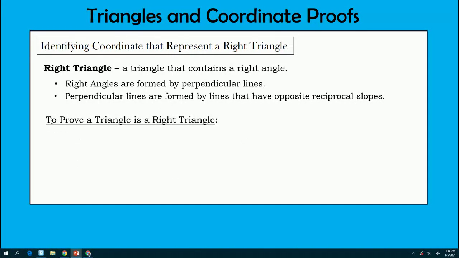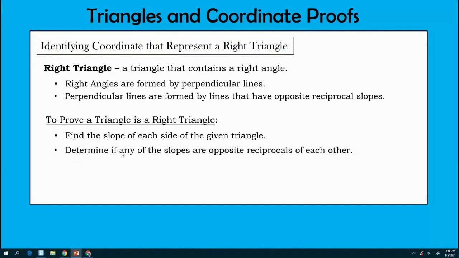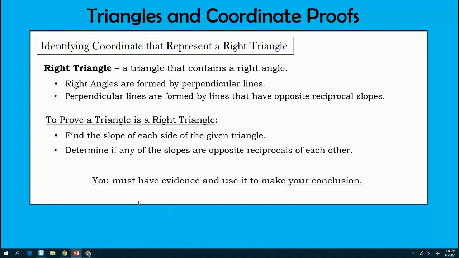So to prove that a triangle is a right triangle, when we're given information about it in a coordinate plane, we're going to find the slope of each of the three sides, and then we're going to determine if any of those slopes are opposite reciprocals of each other. Because if they are, then those sides are perpendicular. And then the train of thought: if they're perpendicular, then they're right angles. And if they're right angles, then it's a right triangle. So that's kind of the process we're going to go through here.